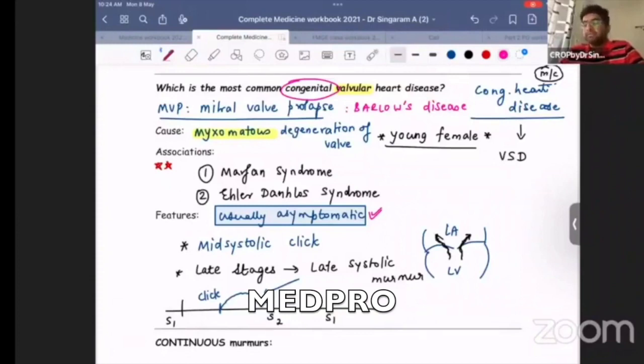Okay, so there are few important catchwords whenever they give you a question about mitral valve prolapse. One, presentation would be in a young female, and usually they are asymptomatic. And what is the characteristic finding which is noted on clinical examination? It is always mid-systolic click. These are the characteristic things which you should remember regarding mitral valve prolapse, which is the most common congenital valvular heart disease. Okay, right.